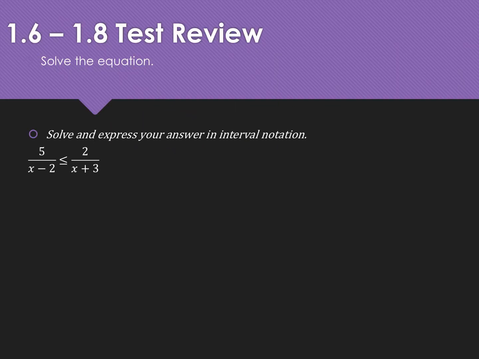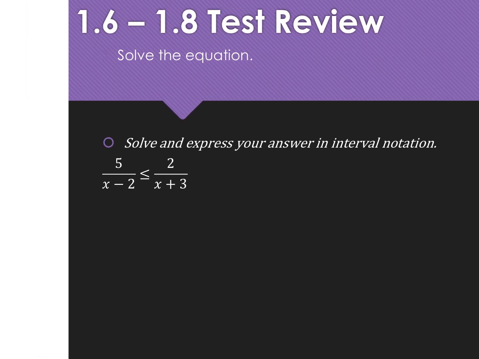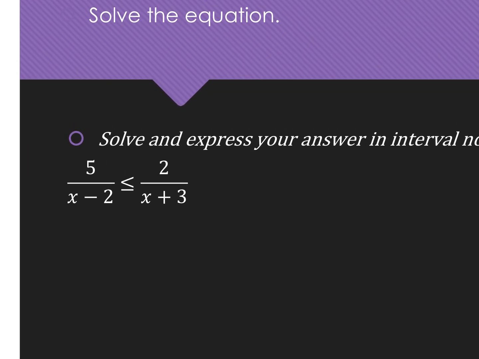All right, I'll try one more on here. All right, so rational equations, inequalities, I want to get the 0 on one side and then our fraction on the other. So this is going to get me 5 over x minus 2 minus 2 over x plus 3 is less than or equal to 0.